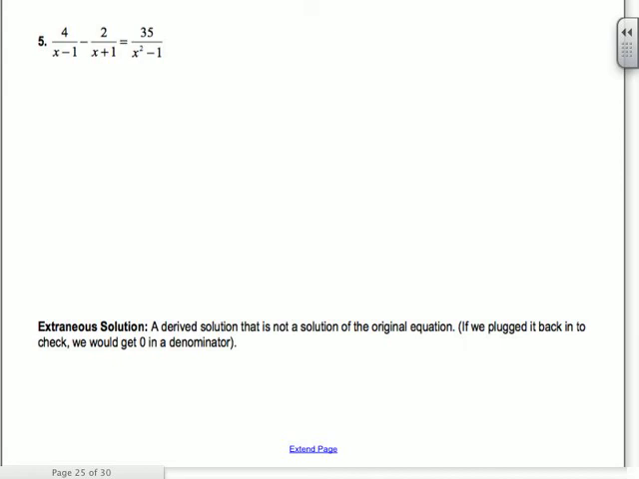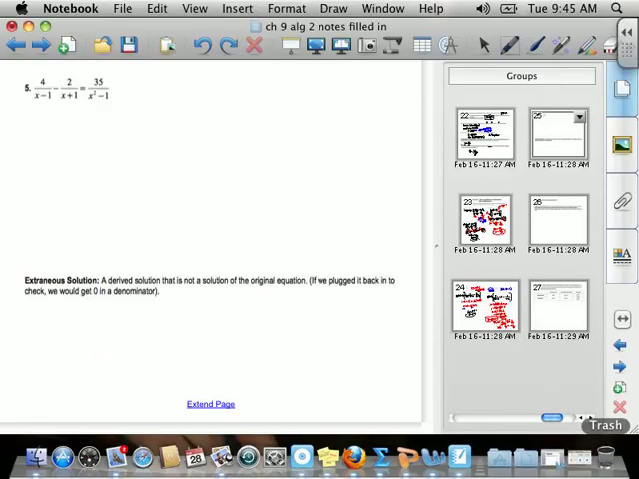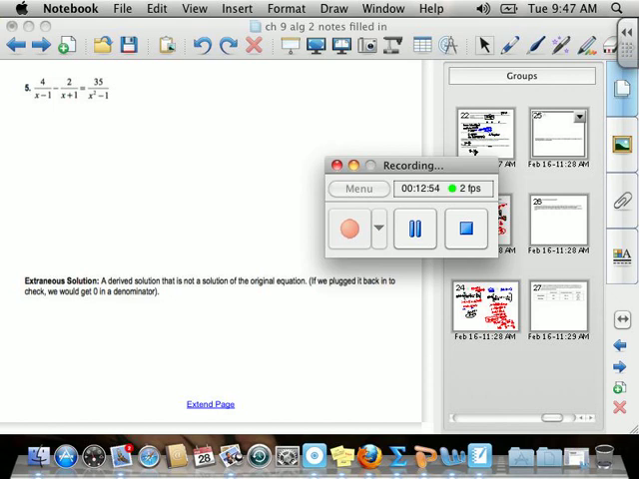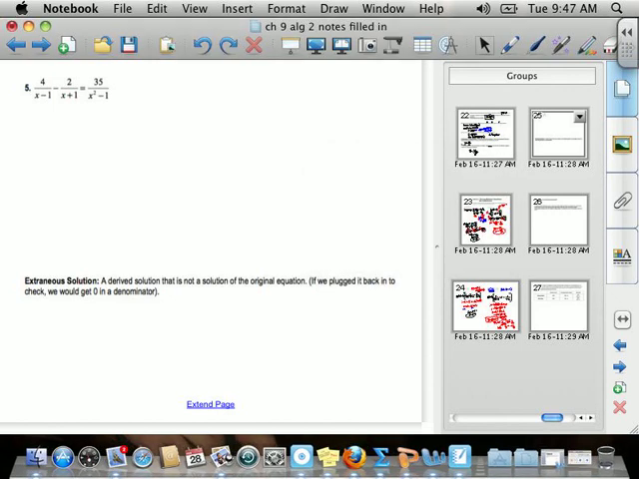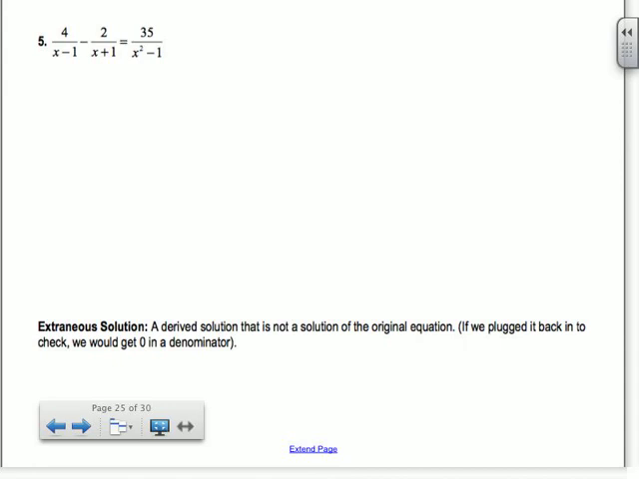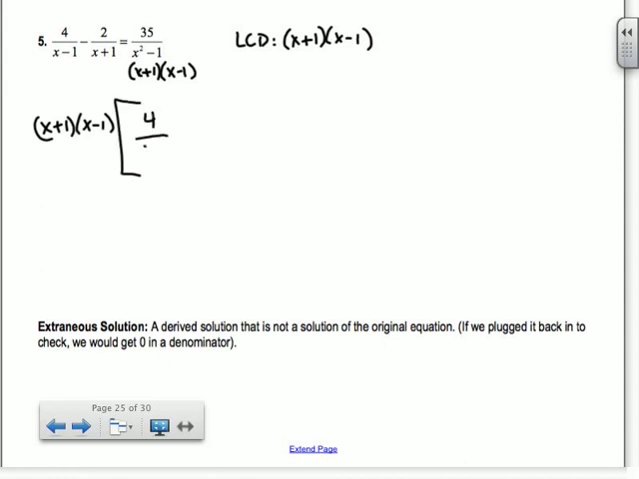All right, you guys try number 5. When you look at your denominators, this is x plus 1 times x minus 1 when you factor it. So that means that's what you need your least common denominator to be, right? So that's your LCD. So I'm going to multiply x plus 1 times x minus 1 by the entire equation. This is allowing us to clear the fractions.